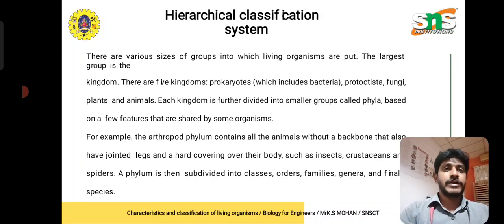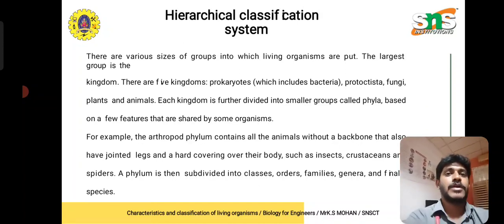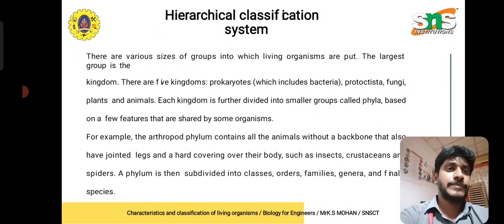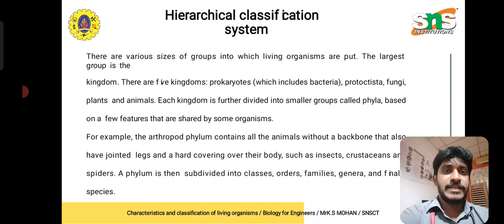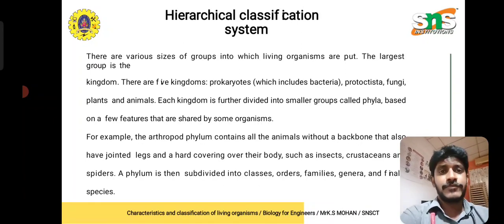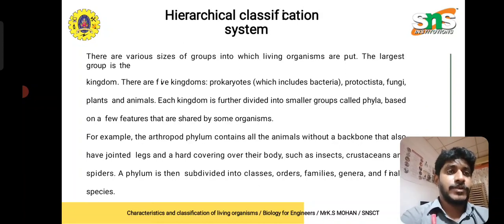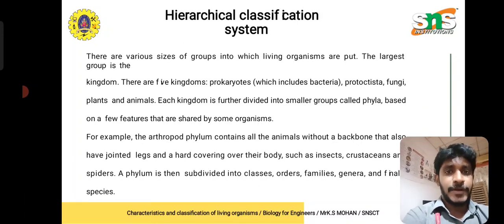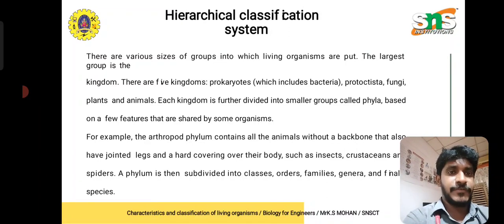Next we are talking about the hierarchical classification system. There are various sizes of groups into which living organisms are put. The kingdoms are prokaryotes, protozoans, fungi, plants and animals. Each kingdom is further divided into smaller groups called phyla, based on a few features shared by some organisms. For example, the arthropod phylum contains all the animals without a backbone that also have jointed legs and a covering over their body, such as insects and spiders. A phylum is then subdivided into classes, orders, families, genera and species.